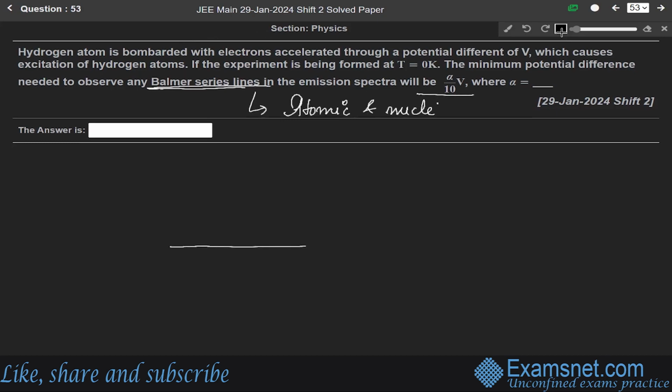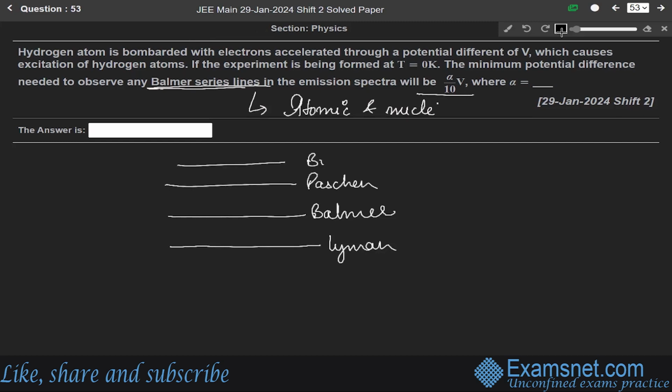Atomic spectra is what? Lyman, Balmer, Paschen, then Brackett, and then Pfund. So it is asking about the Balmer series line, the minimum potential difference. Balmer series means n equals 2.